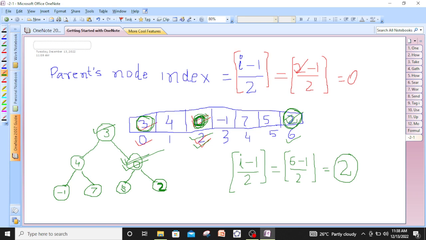So this heap formation was just to verify the answer. But in general cases, in C code, we do not make a heap. We use the formula to tell who is the parent of a particular child. Okay, thanks.